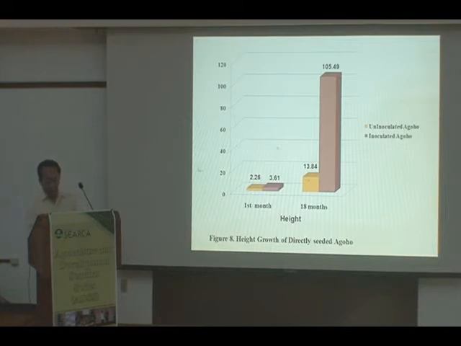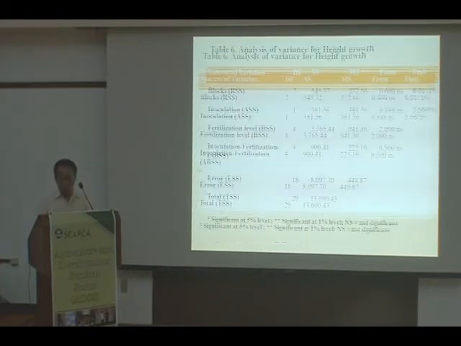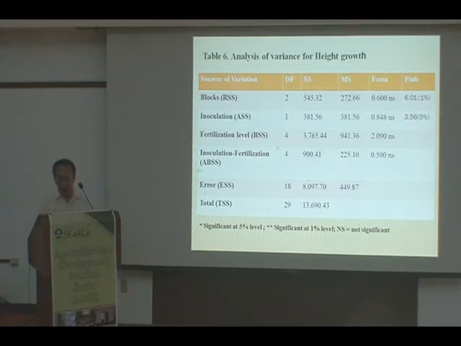Then for height, I found out that in the first month of germination, the difference in terms of height growth between inoculated and uninoculated is more or less small, because we have 2.26 for uninoculated agoho, then for inoculated we have 3.61. But after 1 year the gap has widened from 13.84 to 105.49. Okay, for the analysis of variance for height growth, it tells us that there's no significant difference between the sources of variation with respect to the height.